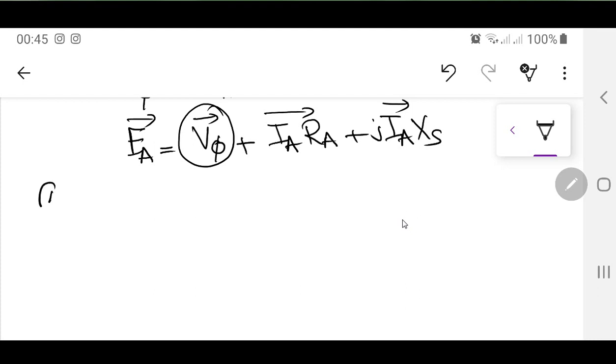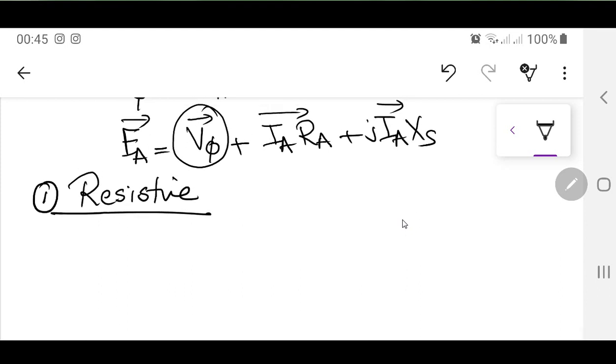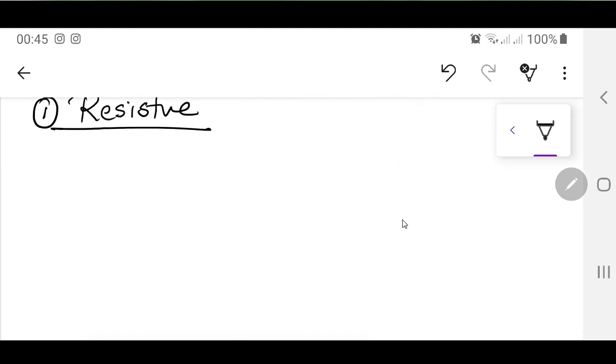Now, the first type of load, we have talked about previously also, is called a resistive load. This means that I have to draw the phasor diagram of this equation, that is EA is equal to V phase plus IARA plus JIAXS. I have to take one reference phasor. What is that reference phasor? Let me take it as V phase. Certainly V phase is actually going to be the output, but since I just want to draw the phasor diagrams, I'm going to take V phase as my reference phasor.